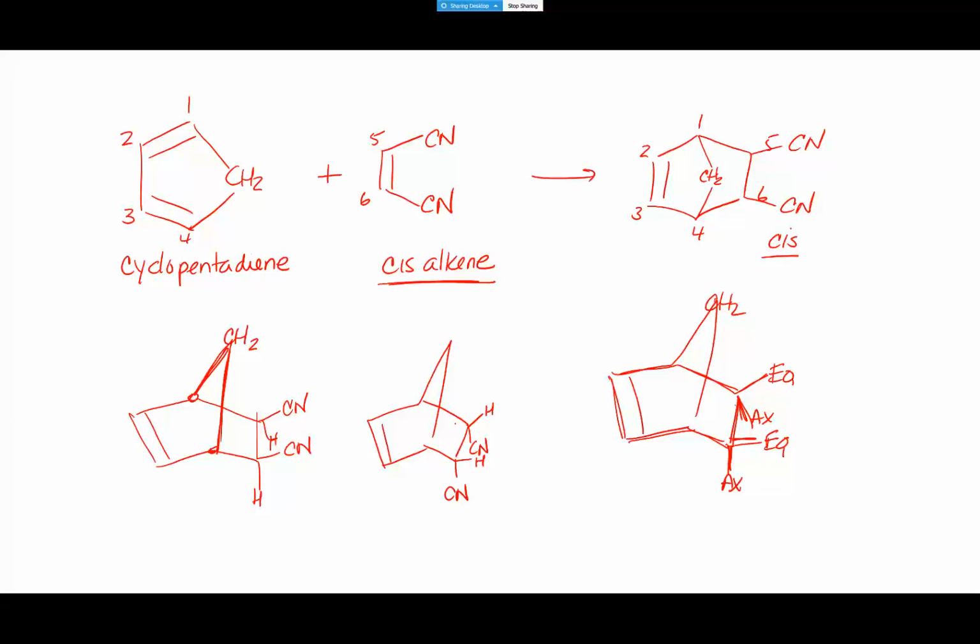So one of these is called the endo product and one of these is called the exo product. And so let me show you which is endo, which is exo, and how you can remember that that's going to be the case.